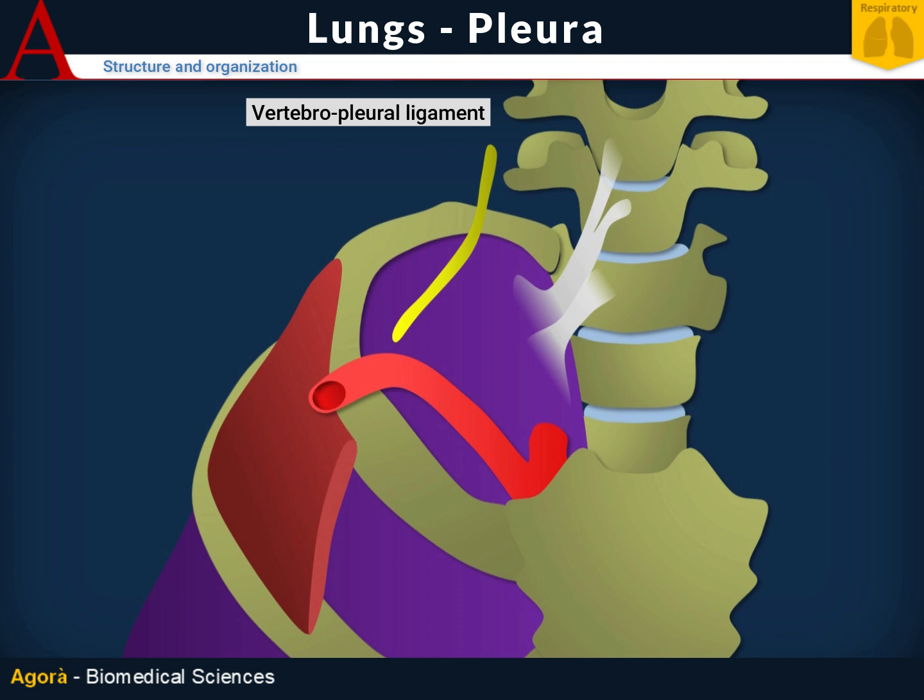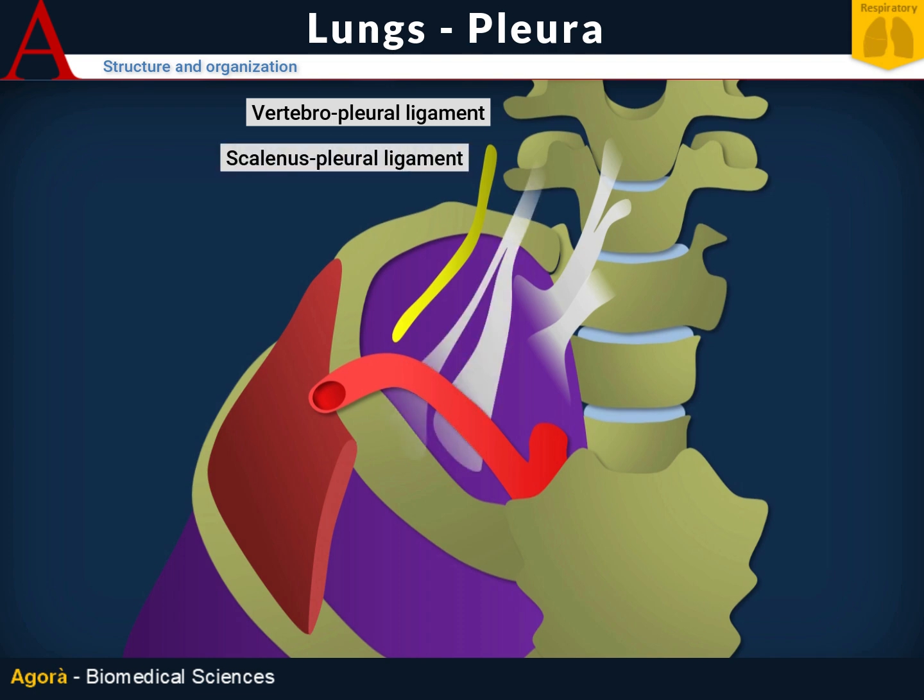The scalenus pleural ligament is a fibrous expansion of the anterior scalene muscle fascia, and it reaches the anterior part of the pleural cupula and the first rib. Lastly, the costal pleural ligament is stretched between the neck of the first rib and the lateral part of the cupula. In addition, the pleural cupula is supported by the branches of the adventitia from the esophagus as well as the fibrous tunic of the trachea.